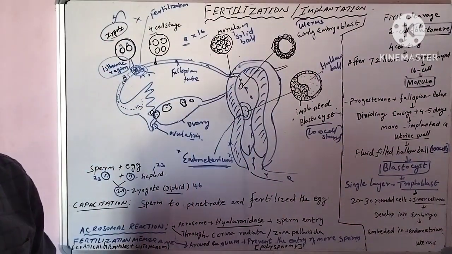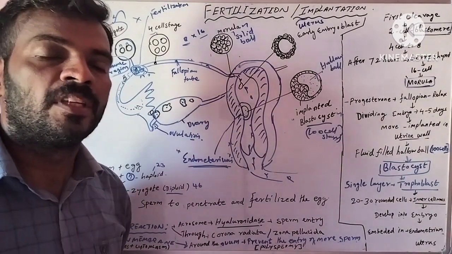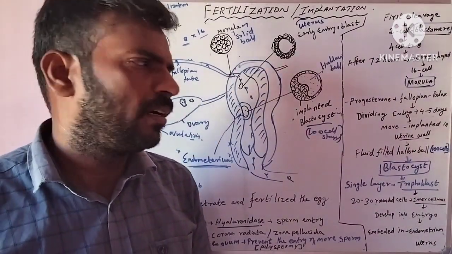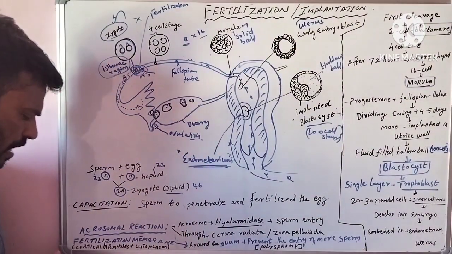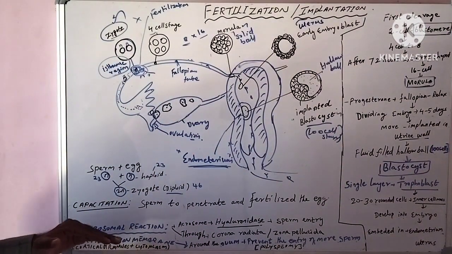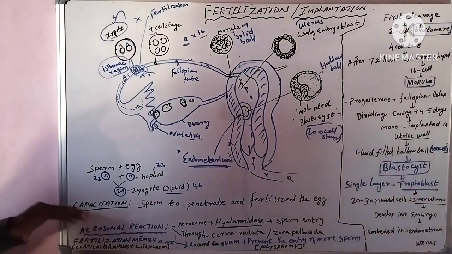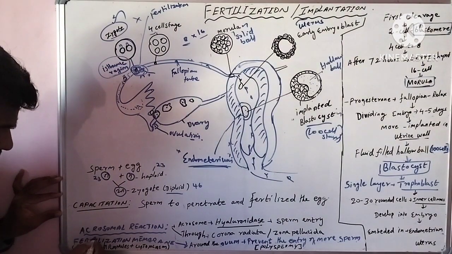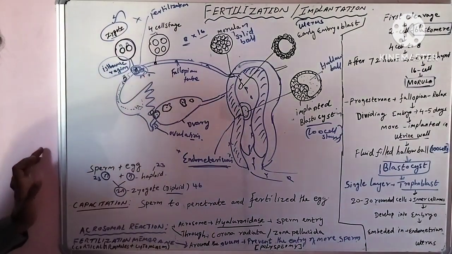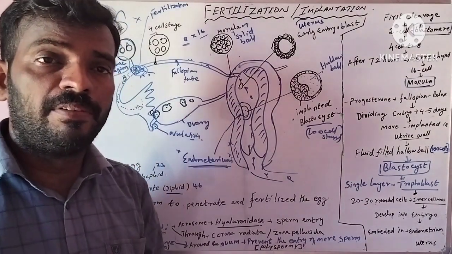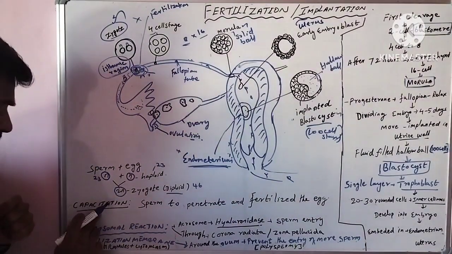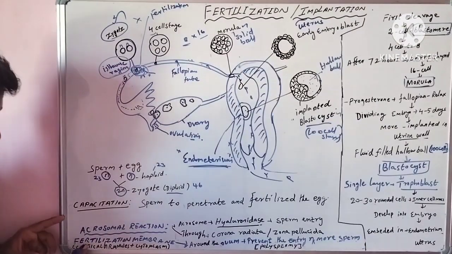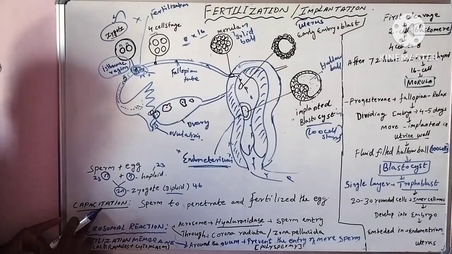Okay. The entire area will be covered. Now, going to this side of the book, some important things. Three important events occur in the fertilization process: capacitation, acrosomal reaction, and fertilization membrane.